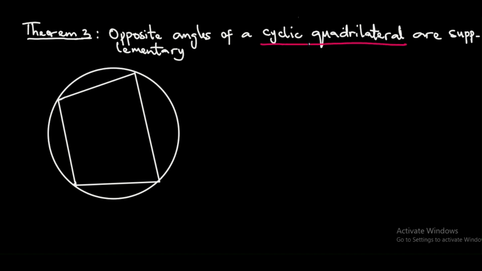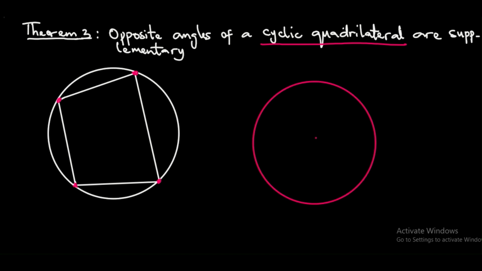The opposite angles of a cyclic quadrilateral are supplementary. When we talk about a cyclic quadrilateral, it is a quadrilateral inside a circle. All the tips, all the vertices of the quadrilateral, will touch the circle. You can see them now. All the vertices touch the circle.